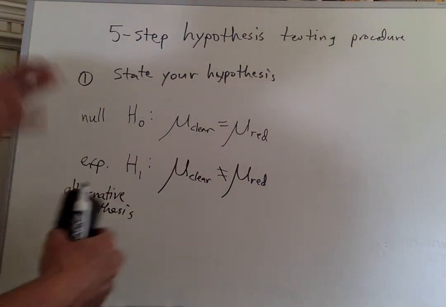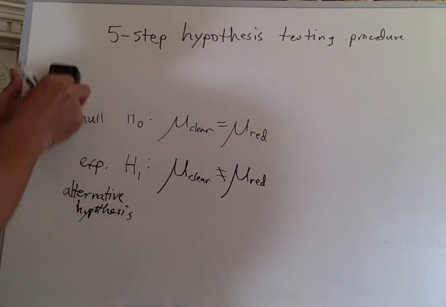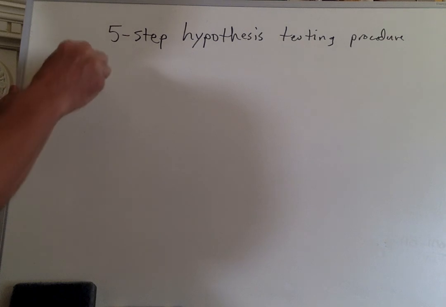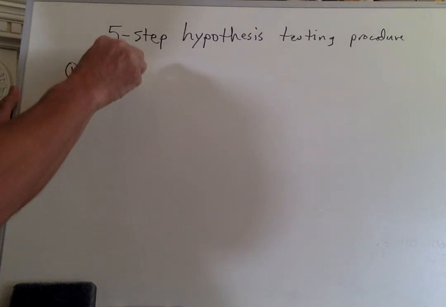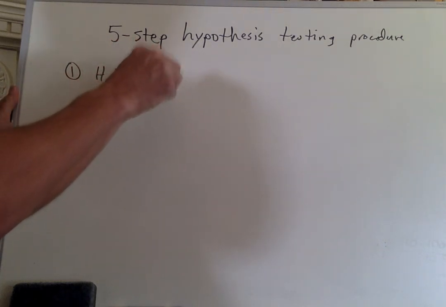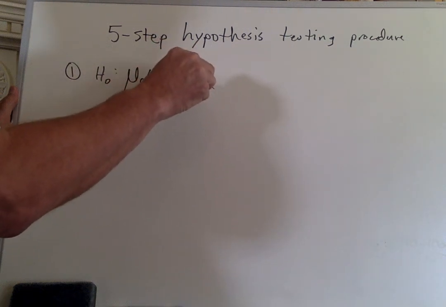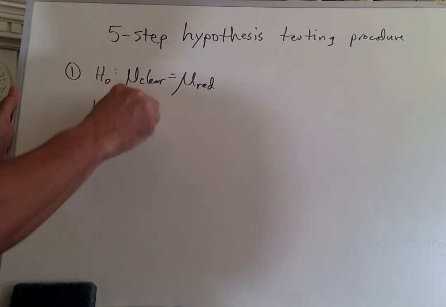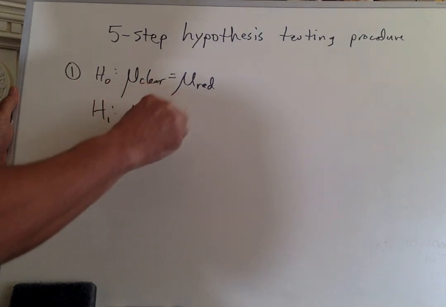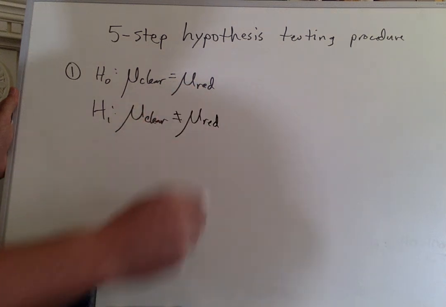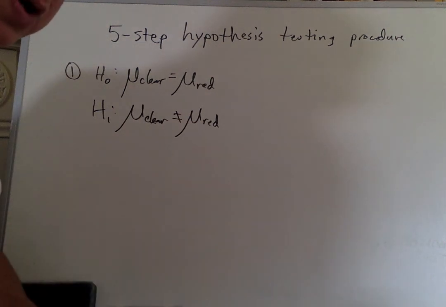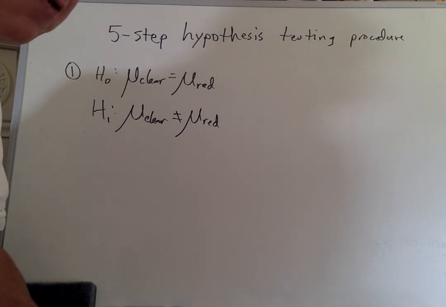hypothesis testing. I'm going to rewrite this. Okay. So step number 1. Here's my null hypothesis. Clear is going to be the same as the red. Here's my alternative. The sweetness ratings for the clear is going to be different than the sweetness ratings for the red. Okay, step 1.